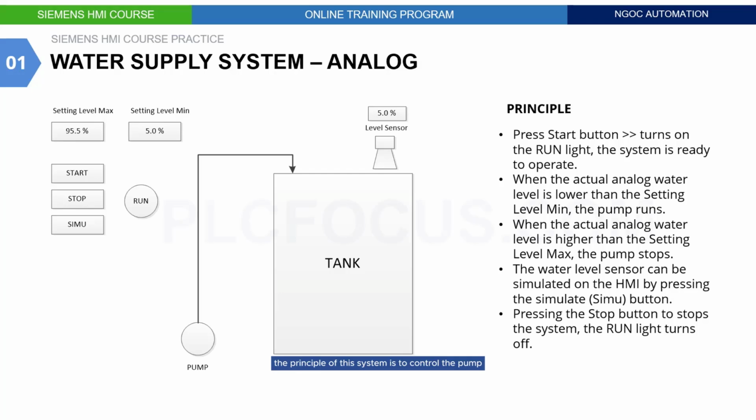The principle of this system is to control the pump based on the water level measured by an analog sensor. When the start button is pressed, the run light turns on, and the system is ready to operate.